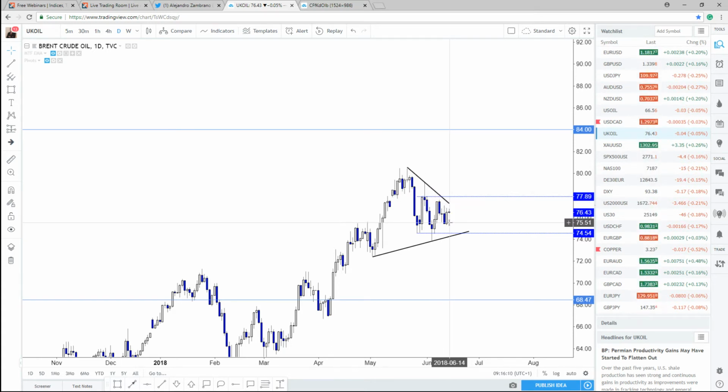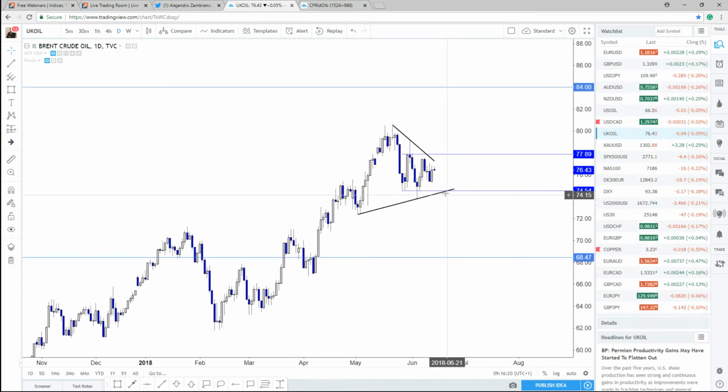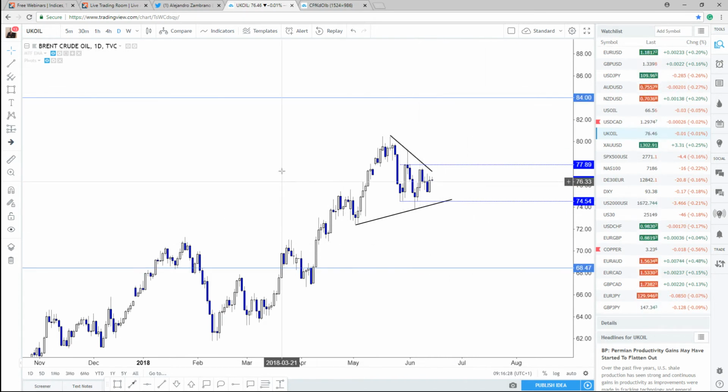So watch 77.89. If we take that level out, we could potentially go up to 80, then probably lower again, and then probably to 84. On the other hand, take out 74.54, and the market could probably go down and then up, and then probably down to 68.47. How did I get these targets? Well, I used this pattern to derive these targets.